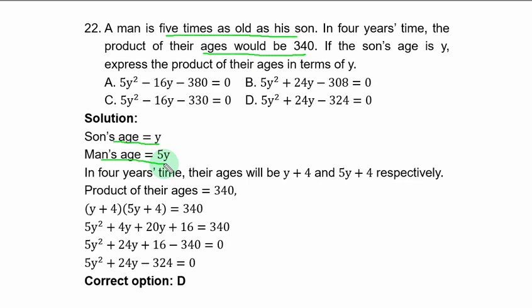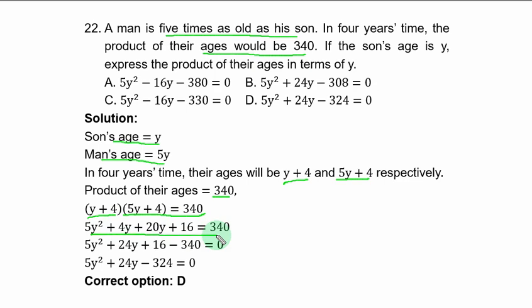In 4 years' time, that means 4 will be added to their ages. So you have y + 4 and 5y + 4 respectively. In that time, the product of their ages is 340. That is (y + 4)(5y + 4) = 340. If you expand the left hand side, you have this result equal to 340.